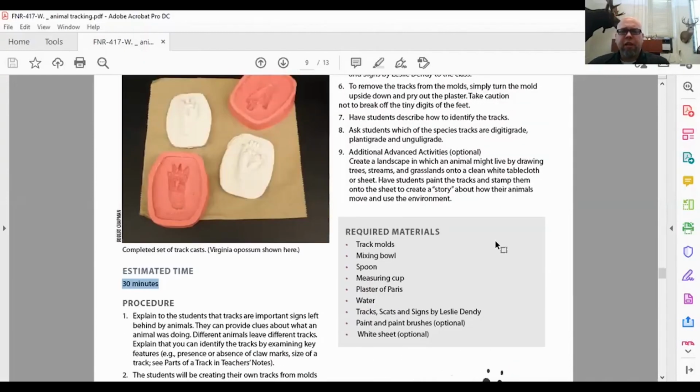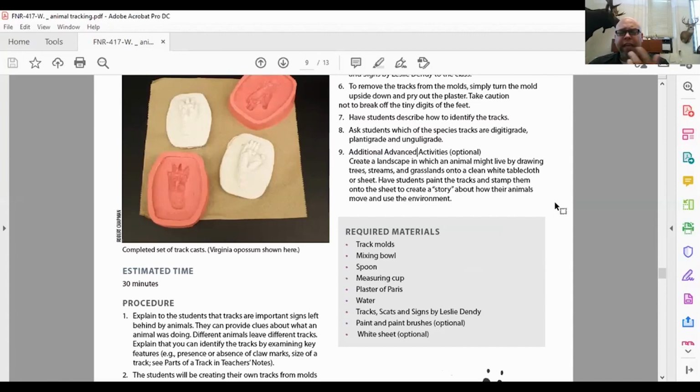Now I said I would mention those optional activities, and that's really what we're focused on here with 9. So these are additional, more advanced activities in which teachers can create landscapes in which animals might live by drawing trees, streams, and grasslands onto a really clean white sheet. And then you can have the students paint those track casts. So they could just paint this cast right here, and then place and stamp those onto the sheet and create their own story and have additional writing exercises that are affiliated with the track cast that they made indoors.